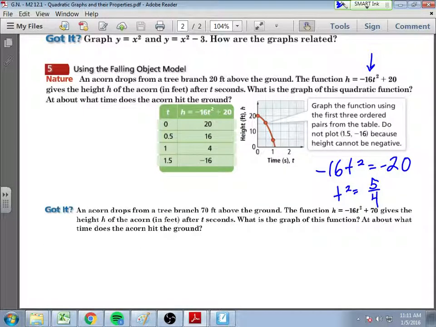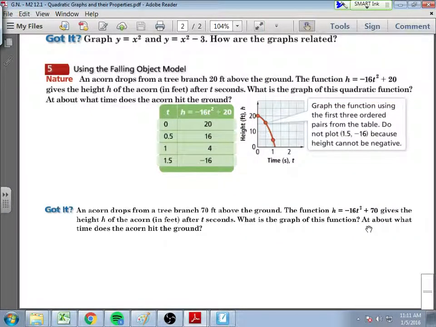The little pop-out thing from the graph, it's wrong. The height could be negative. So, it says do not plot 1.5 negative 16 because height cannot be negative. Okay, I agree with what you're talking about. It depends on your reference point, but they're talking about when it hits the ground. So the acorn cannot go through the ground, is what they're saying. The ground. Yes, thank you, 8th graders. I know that anything I say, you want to turn it around. But the acorn's going to stop at the ground.